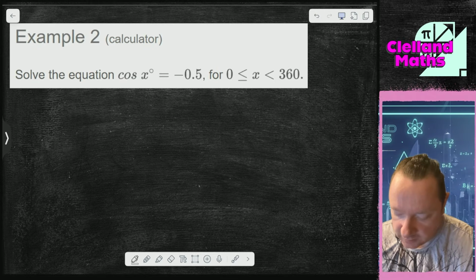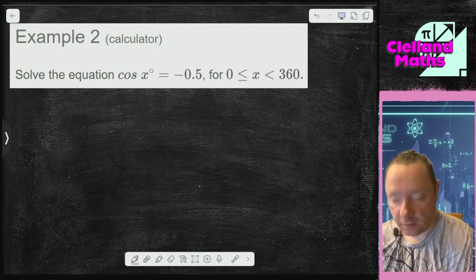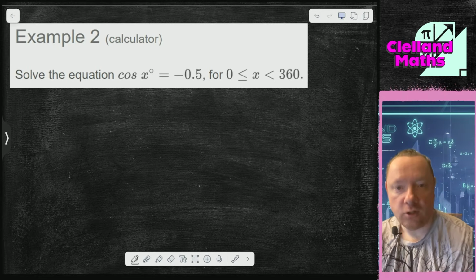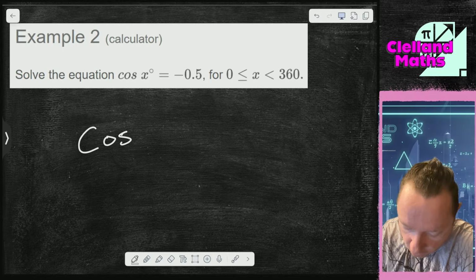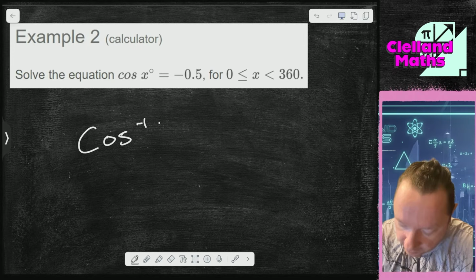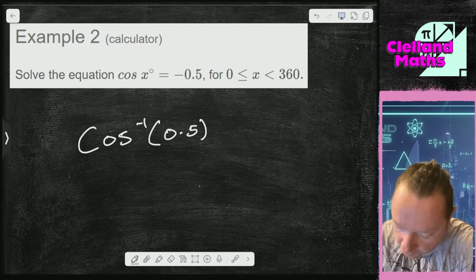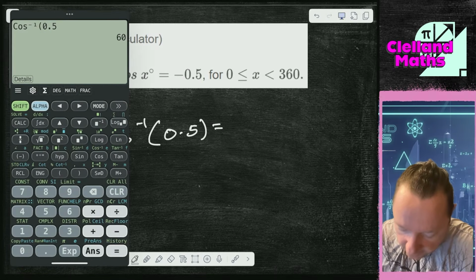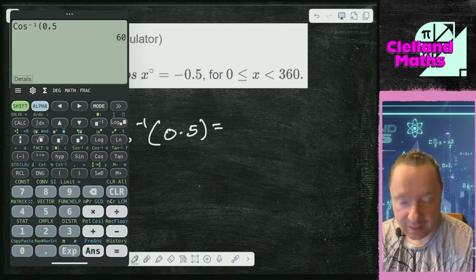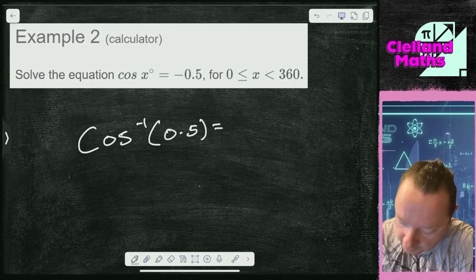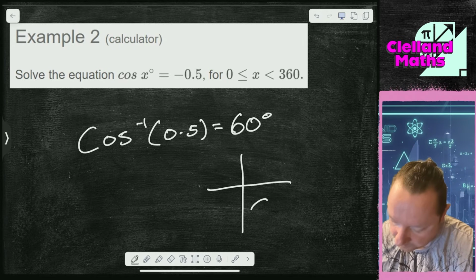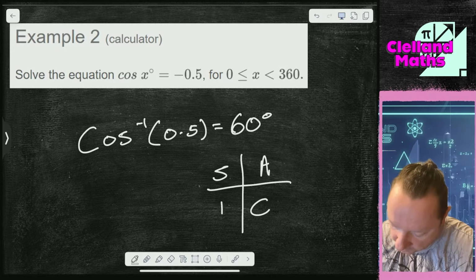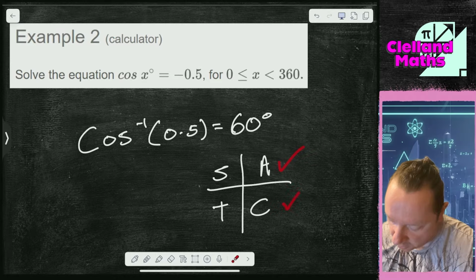Solve the equation cos x is minus 0.5, so it's got a minus in front. Now, if you're going to use the CAST diagram, the CAST is only valid for positive angles. So that's why we're always doing, in our calculator for trig equations, the inverse cos of the positive number. Bear that in mind. Do that in your calculator and you get 60. I did that earlier in example 1. So that's 60 degrees, but that's now not our answer, because if you look at a CAST diagram, we always think of when cos is positive. It's positive at A and C.